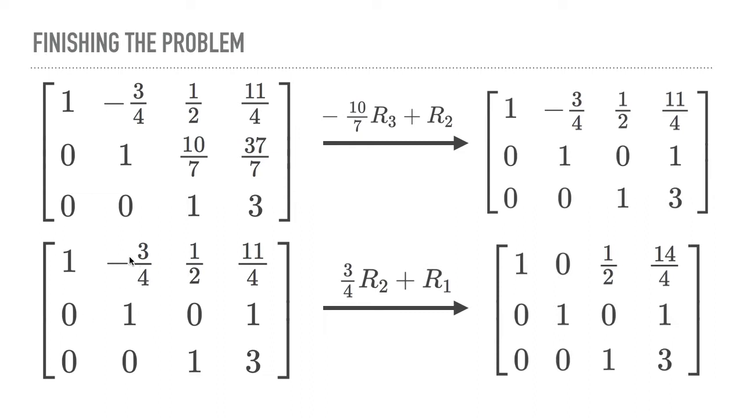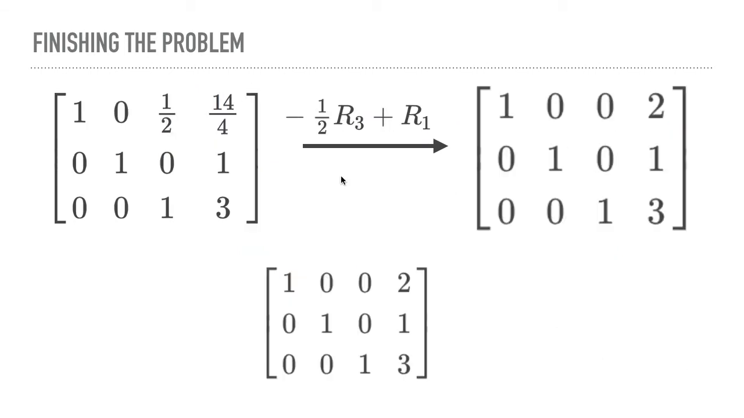So now that we have a -3/4 in here, which we need to turn into a 0, we need to multiply this row by +3/4 and add it to the first row, thus giving us a 0 right here, a 0 right here. We just need to turn this one to get the final form. So to get this form, we need to multiply the third row by a -1/2, add it to the first row, and then we get the final form.